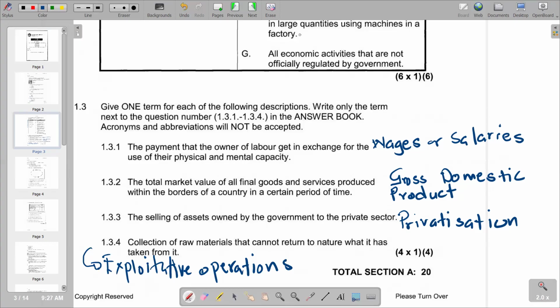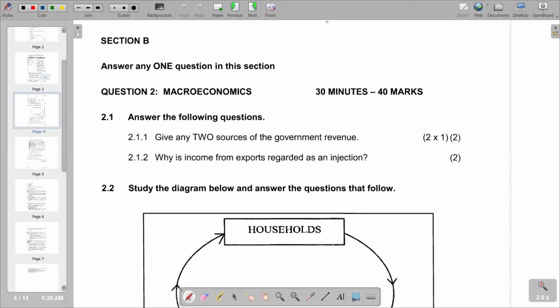So we are now moving on to our next question, which is going to be question 2. Moving on to our section B, please answer any one question in this section. So you have to answer one question between question 2 and 3. Our question 2 is on macroeconomics. It requires us to spend on average 30 minutes and it has 40 marks.